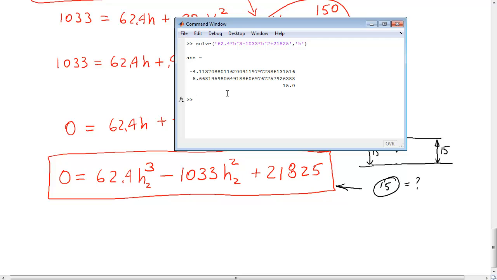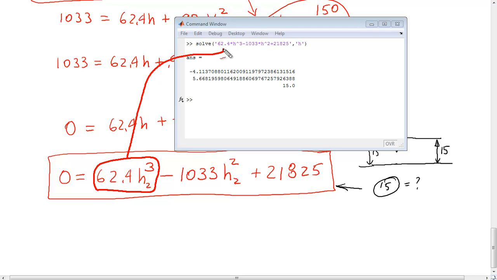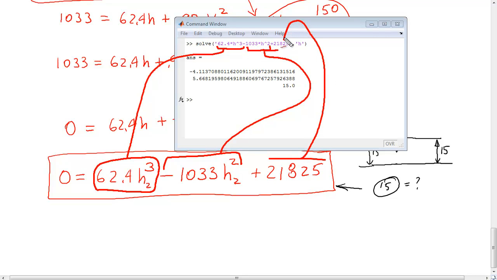So as you can see, let me show you what we've done here. Okay, so what I've done is I've entered this term in this solve right here. I've entered this term right here, right here, and I've entered my constant term right there.